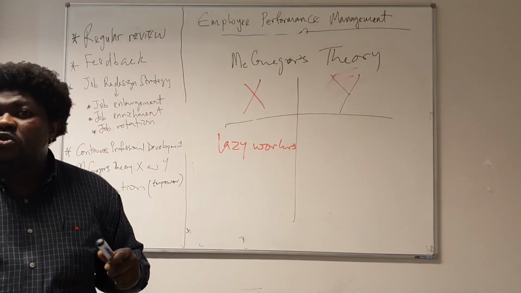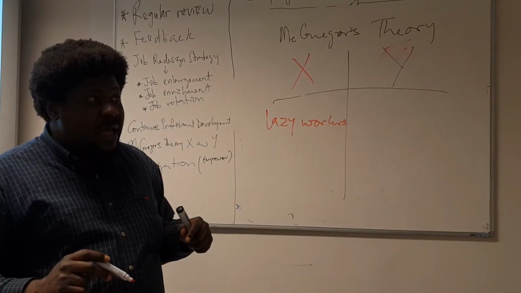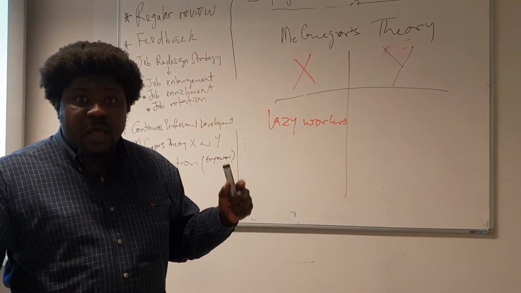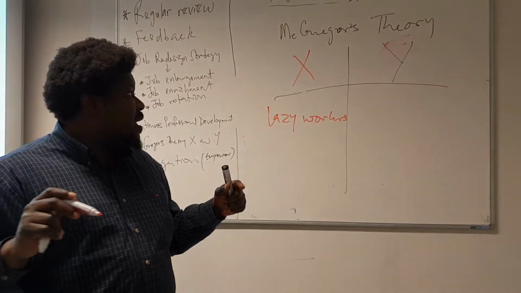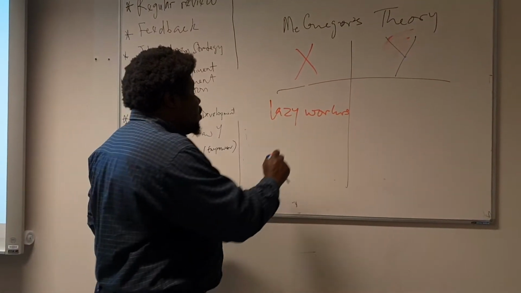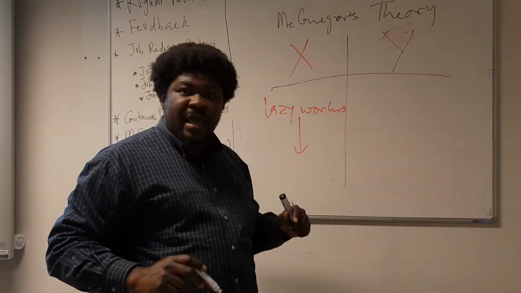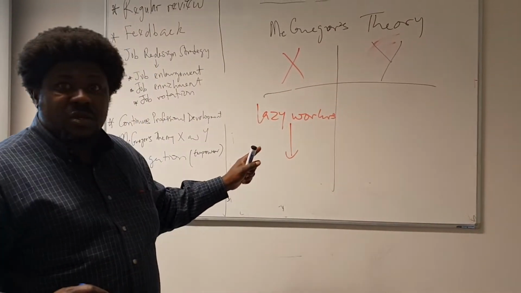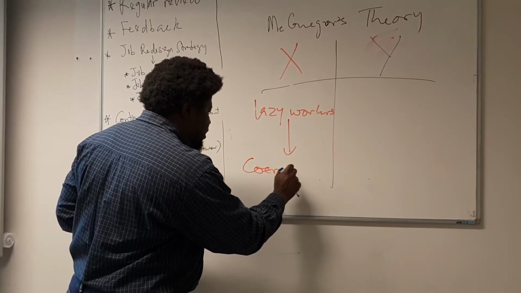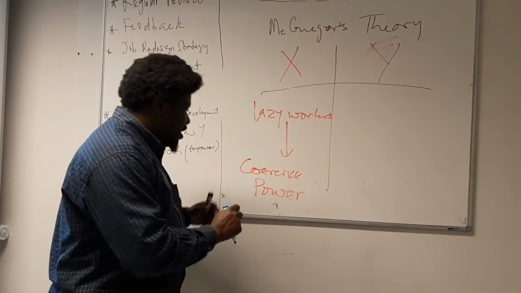If you look at one of my YouTube videos, I talk about power and motivation. There are different kinds of power that you have as a manager. One of such powers is coercive power. This is from French and Raven. For these kinds of managers, McGregor actually suggests that you kick them in the ass, using your coercive power, which means you punish them.